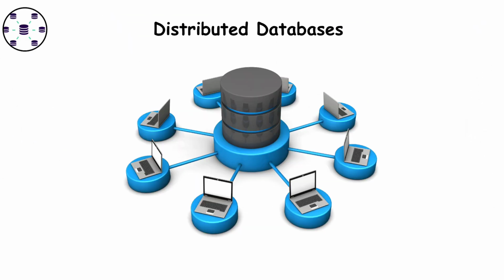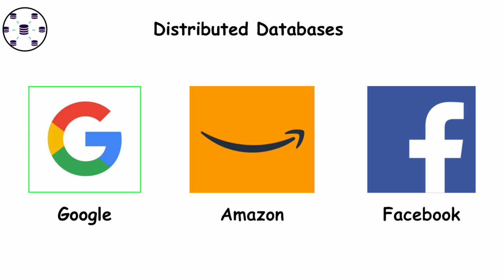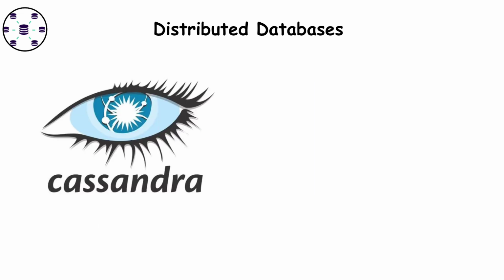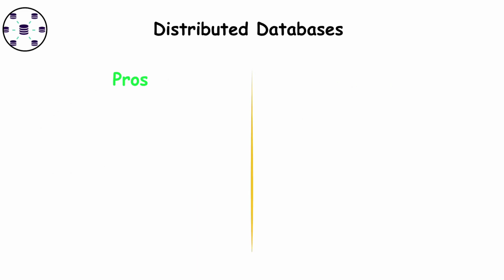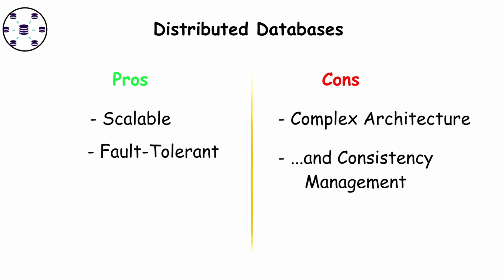Distributed databases. These databases are spread out across multiple machines or even data centers. Google, Facebook, and Amazon use them to handle global scale data. Example: Apache Cassandra, Amazon Aurora. Pros: scalable, fault tolerant. Cons: complex architecture and consistency management.